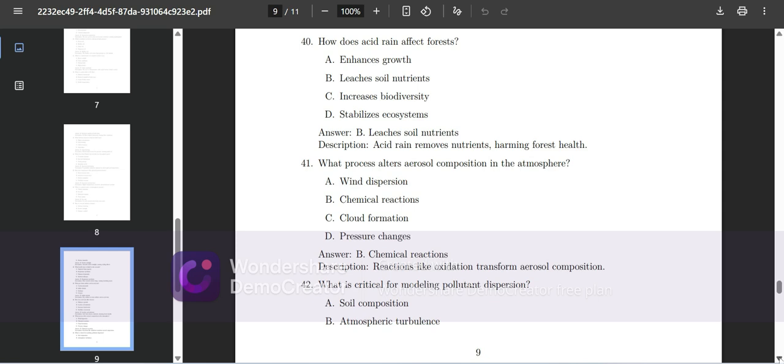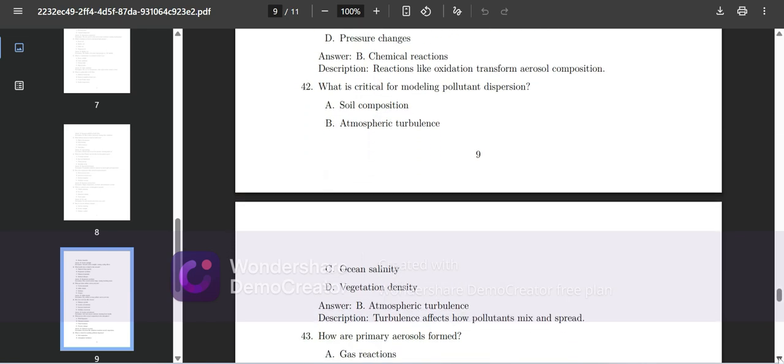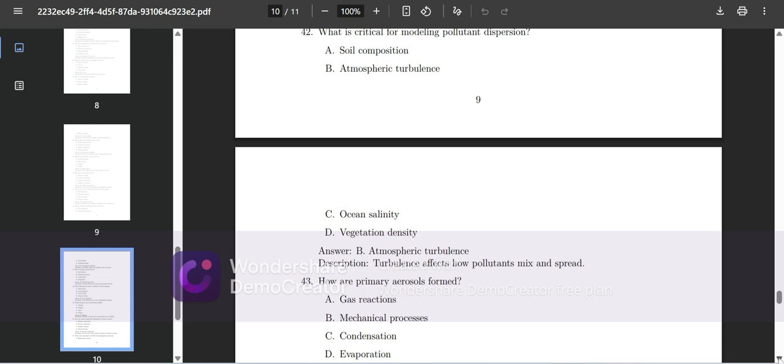What process alters aerosol composition in the atmosphere? Chemical reaction. Reactions like oxidation transform aerosol composition. What is critical for modeling pollutant dispersion? Atmospheric turbulence. Turbulence affects how pollutants mix and spread.